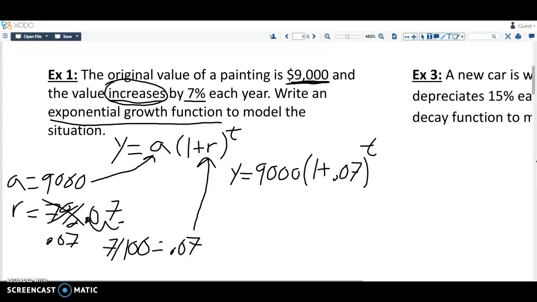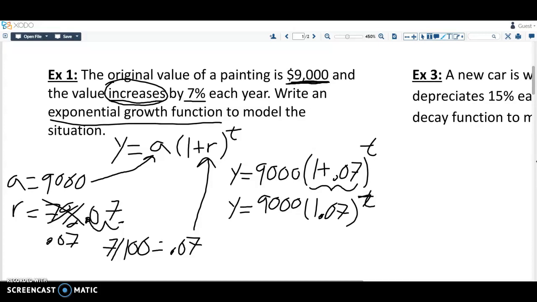The next thing that I need to do, though, is I want to simplify what I have in parentheses here so that it looks more like the problems we saw last week. And so that gives me y equals 9,000. Well, 1 plus 0.07 is just 1.07 to the power of t.